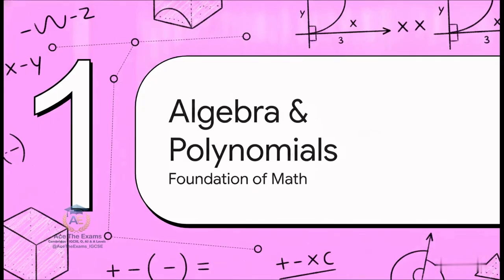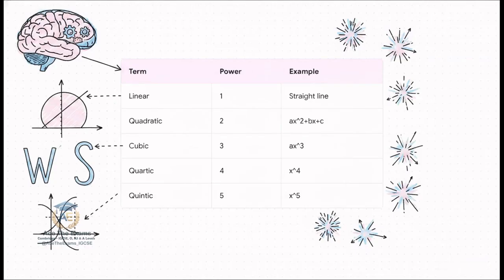Section 1. Algebra and polynomials. Okay, let's break down this matrix. A polynomial is really just an expression where your terms are positive integer powers of a variable. But here's the trick. Rather than trying to memorize them all randomly, if you organize them by their highest power, which mathematicians call their order, it creates an immediate, super easy to remember hierarchy.